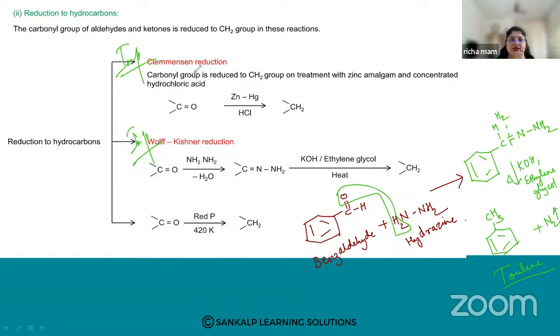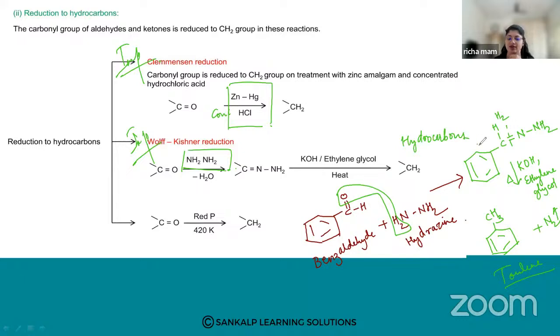So Clemmensen reduction. What is the reagent? Zinc amalgam in the presence of concentrated HCl, we get hydrocarbon. And Wolff-Kishner reduction, aldehydes or ketones, we are reacting with hydrazine. We get hydrazone. This hydrazone further when we react it with KOH in the presence of ethylene glycol and when we heat it, we get hydrocarbons.